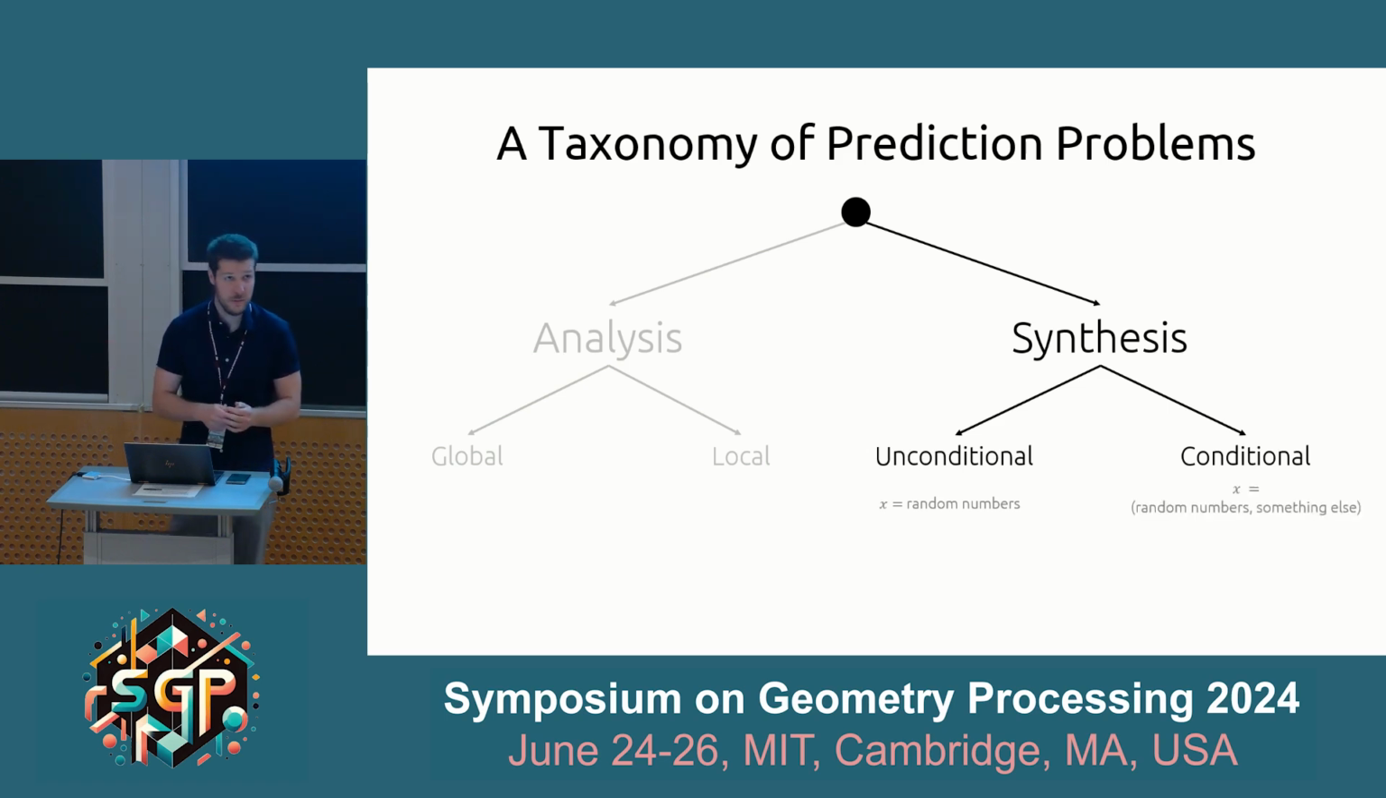Now with conditional generative modeling, conditional synthesis, we still have random numbers. We're still sampling from a conditional distribution of possible shapes, but there's also something else that's provided as input to guide what that sampling looks like.